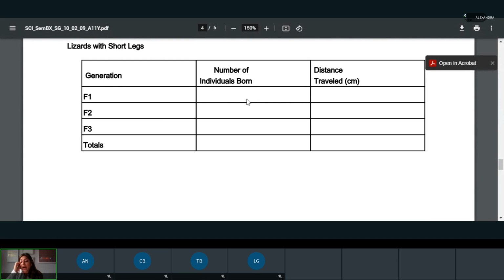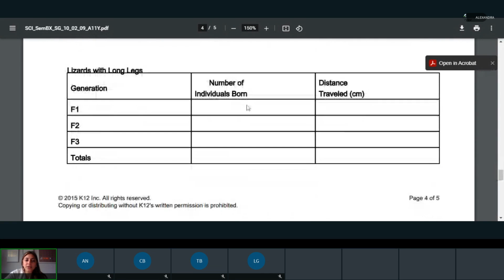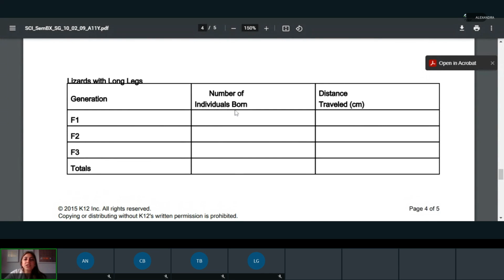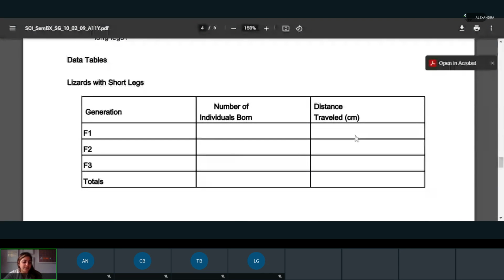So for example, I rolled a number 1 through 3 4 times. So the number of individuals born right here, I would write 4. Unfortunately, I don't have a way to edit this, but that's where I would write 4 down right here. And then I only rolled a 4 through 6 twice. So I would write 2 right here, right? Because I only rolled a 4 through 6 2 times. And then the distance traveled is what we're about to figure out. So like, for example, I had 4 short-legged people.